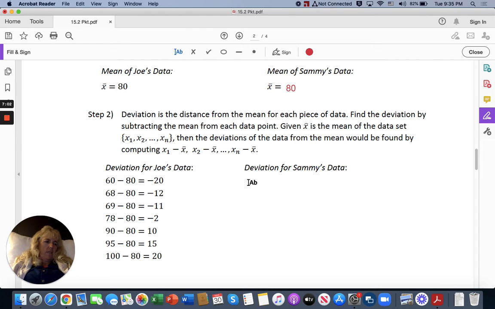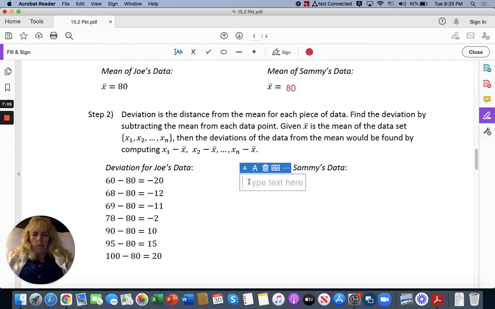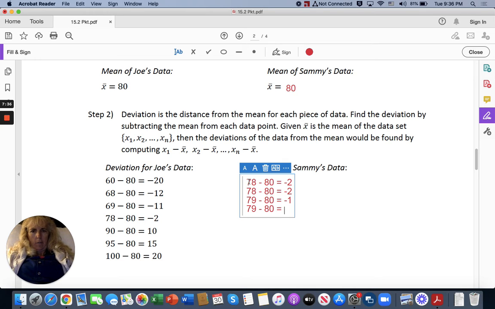So we're going to find the deviation for Sammy's scores. The first one he had is 78, and we're going to subtract it from 80, and we get -2. Okay, the next one he got a 78 minus 80 equals -2. The next one is 79 minus 80 equals -1. And then we got 79 again, minus 80 equals -1.